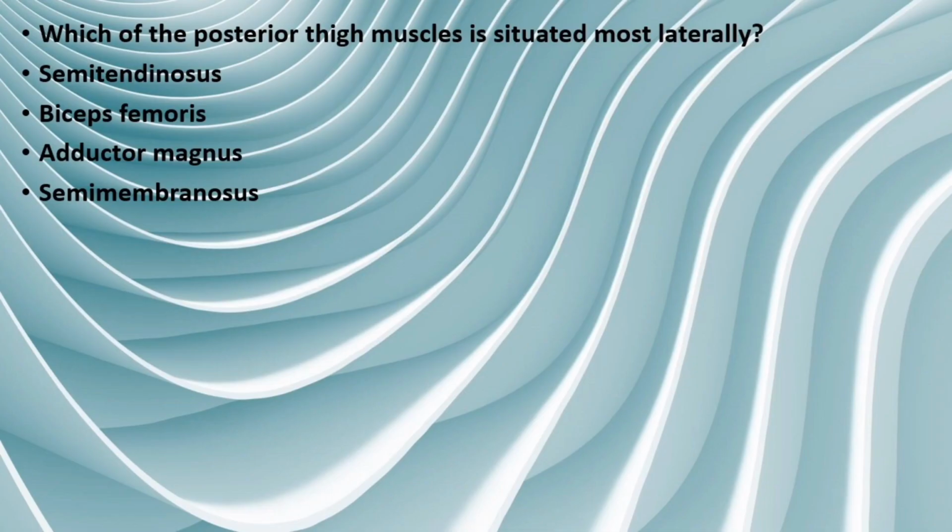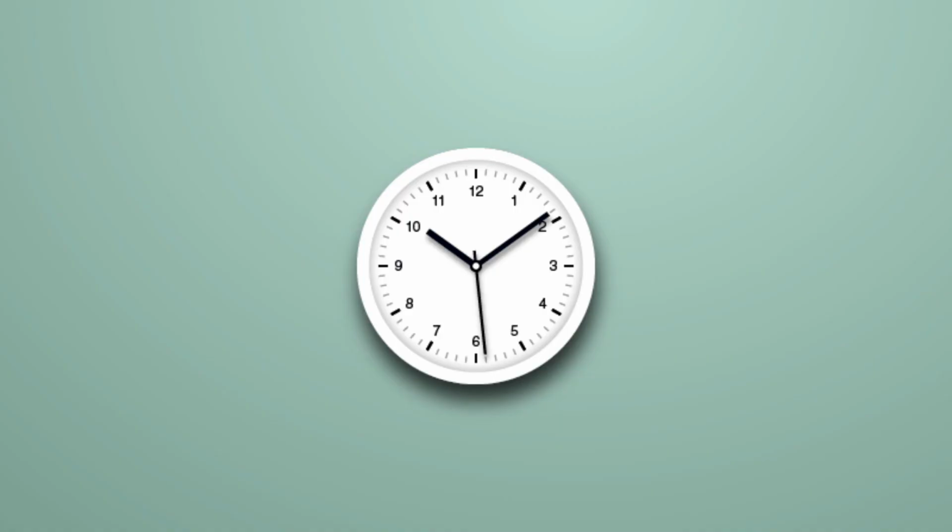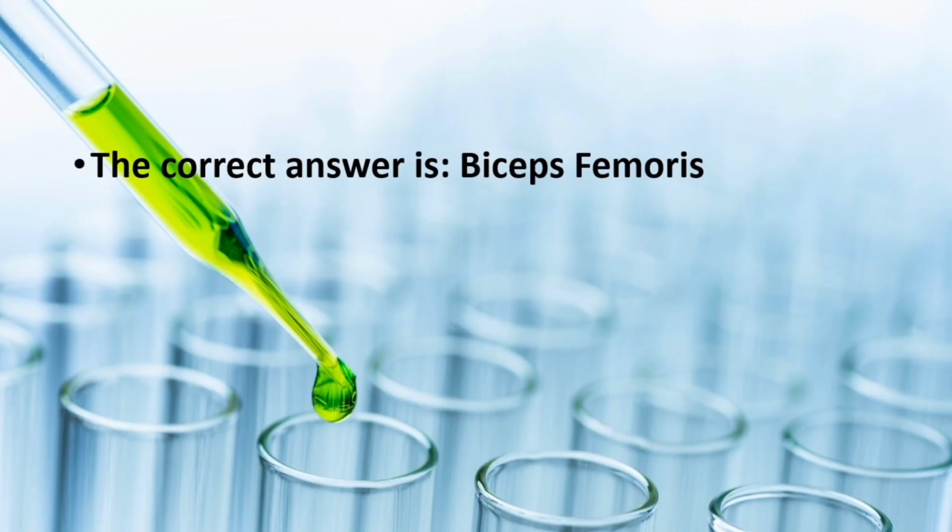2. Which of the posterior thigh muscles is situated most laterally? Semitendinosus. Biceps femoris. Adductor magnus. Semimembranosus. The correct answer is biceps femoris.